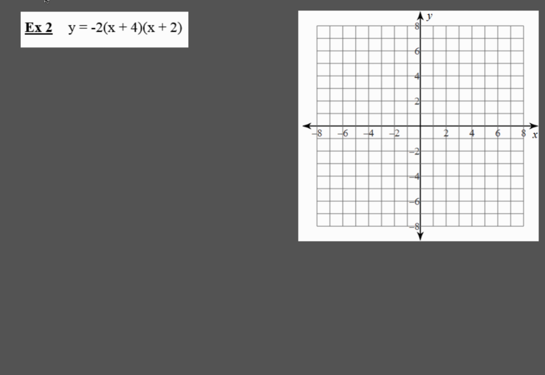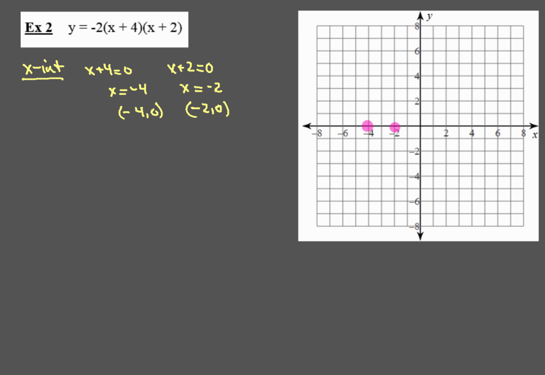First things first, find the x-intercepts. To find the x-intercepts, first we're going to set x plus 4 equal to 0, and we're going to get negative 4 for that. And then we're going to set x plus 2 equal to 0, and of course for that you get negative 2. So these two coordinates are negative 4, 0, and negative 2, 0. And then of course I will plot those right over on my x-axis. So negative 2 is right here, and negative 4 is right there.